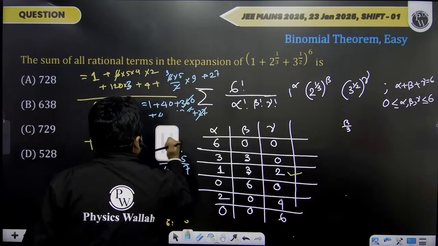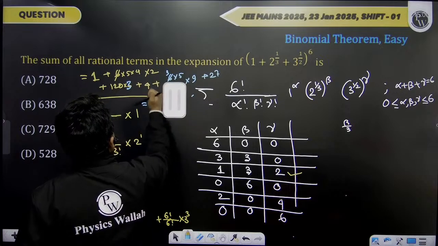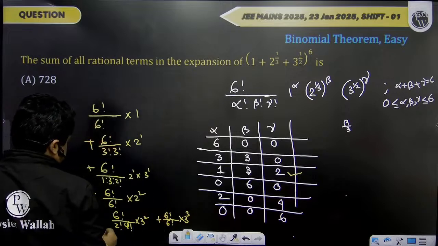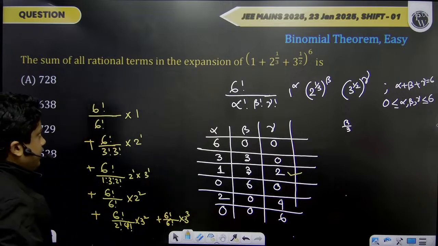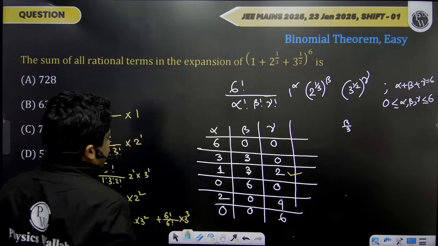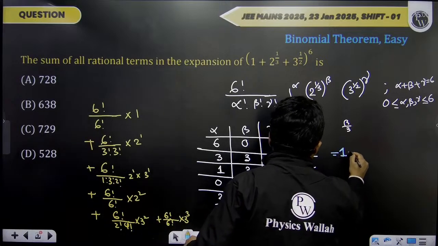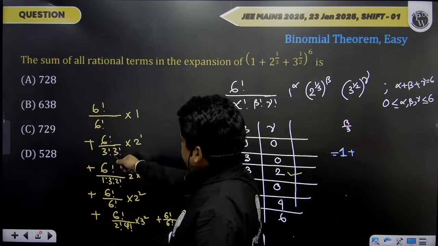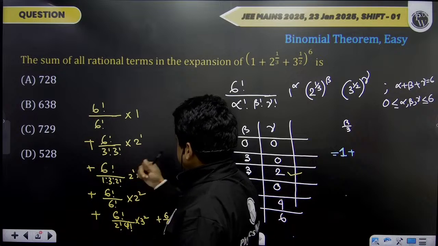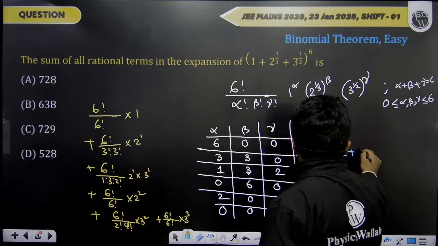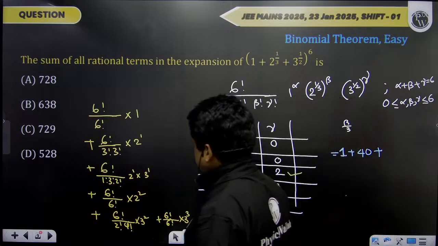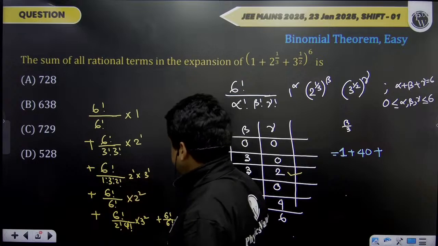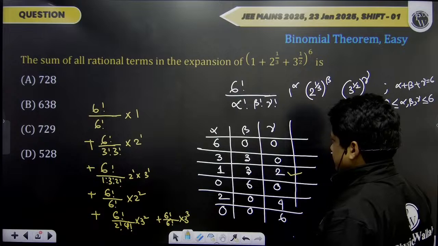So just verify the calculation. What answer will be correct here? Okay, once again let's try to do the calculations once again. The first one is equal to 1, right? Second one is 720 by 36. That means 20 into 2, 40, plus this will be 720 by 12, 60 into 12.